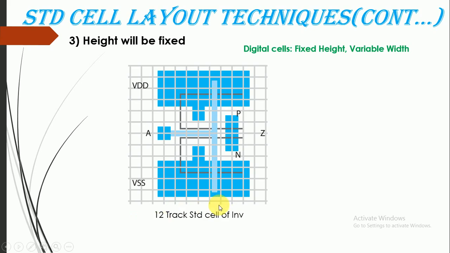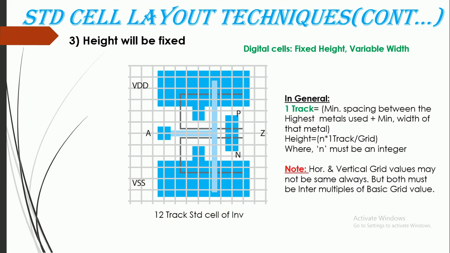As I said before, one track means the minimum spacing between the highest metal used plus the minimum width of that metal. Height will be an integer multiple of that first track or grid. Normally we will say both are correct. An important note is that horizontal and vertical grids need not be the same, but they must be integer multiples of the basic grid. Why it must be an integer multiple, I will cover in the next slide.